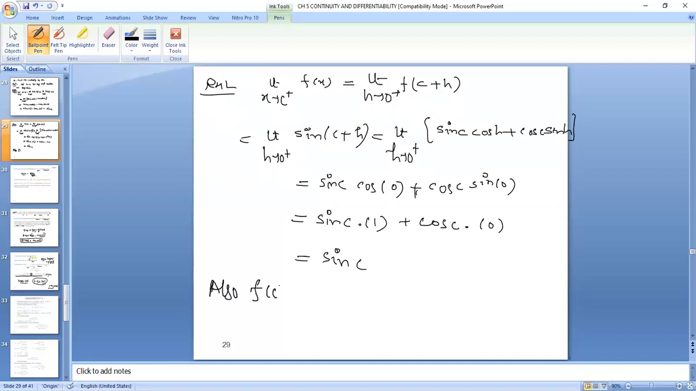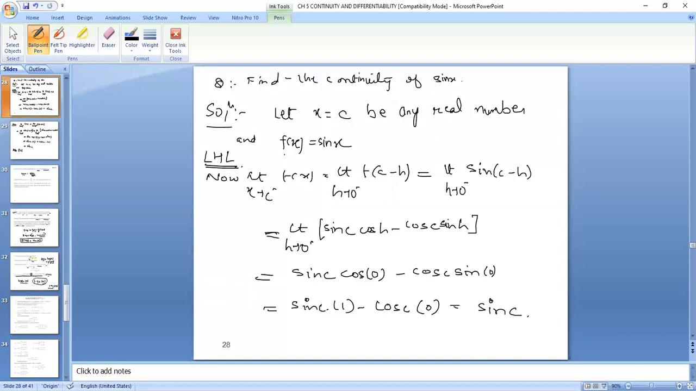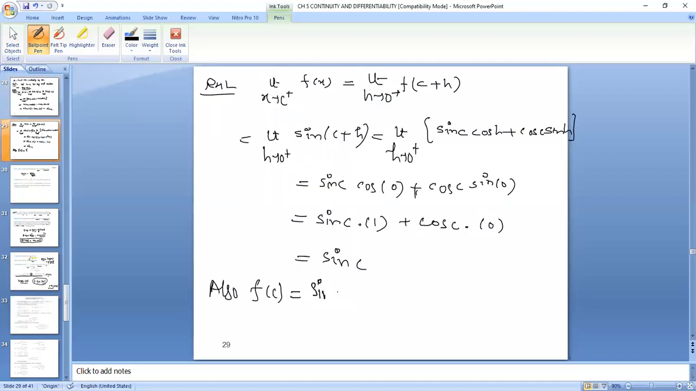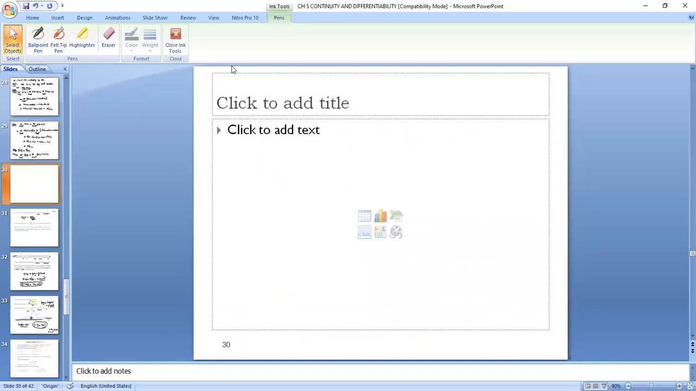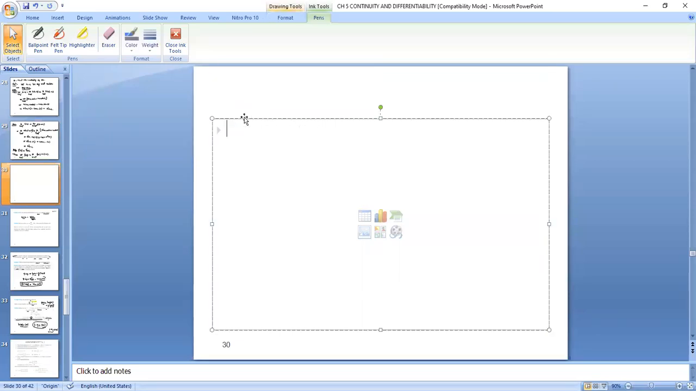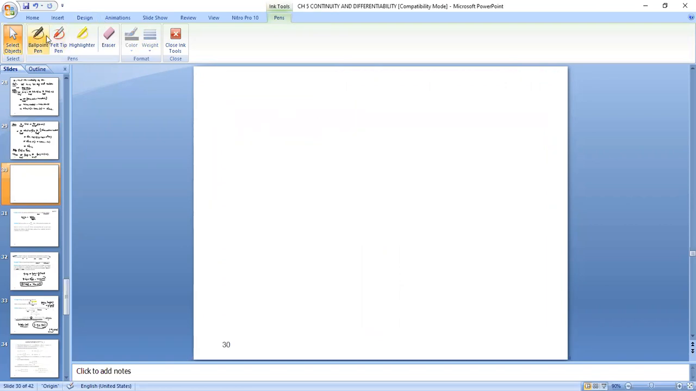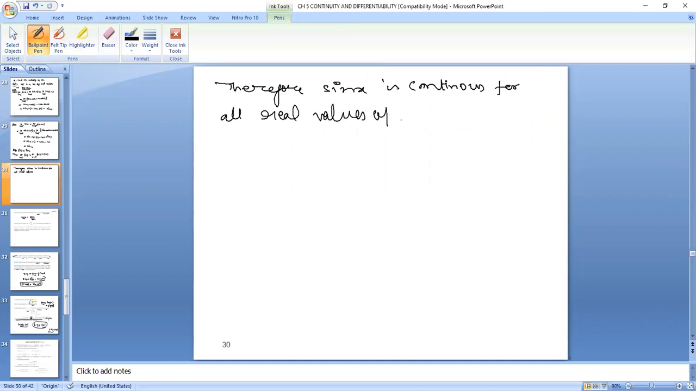Also f of C, if we are directly putting x equals to C in the given function, f of x is equal to sine x, which means f of C is equal to sine C. Thus, limit x is tending to C negative f of x is equal to limit x is tending to C positive f of x is equal to f of C. Therefore, sine x is continuous at all real points, or we can write, therefore, sine x is continuous for all real values of x.